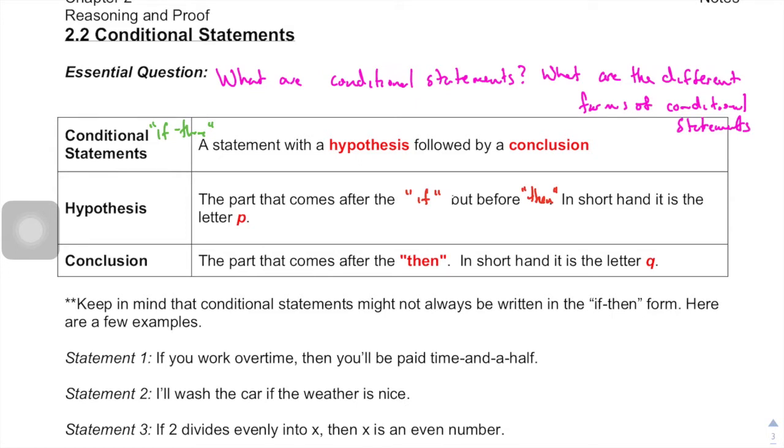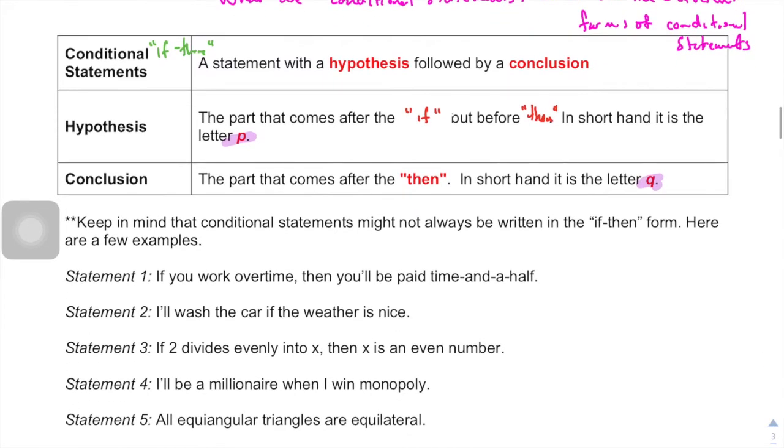Hypothesis is the part that comes after the if, but before the then. In shorthand, it's the letter P. All right. And then the conclusion is the part that comes after then. In shorthand, it's the letter Q. So a couple types of statements, these are all conditional statements. Notice that they're not always going to be in an if-then format, or they may be switched around as well. So we need to be flexible as we read them.